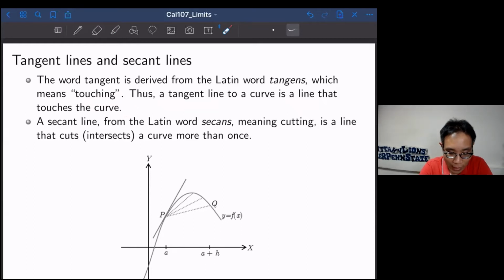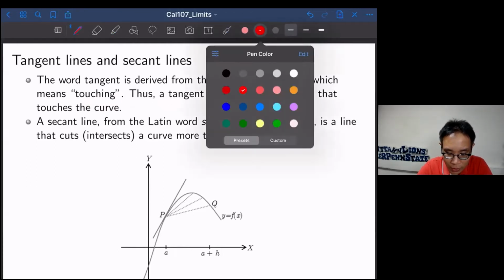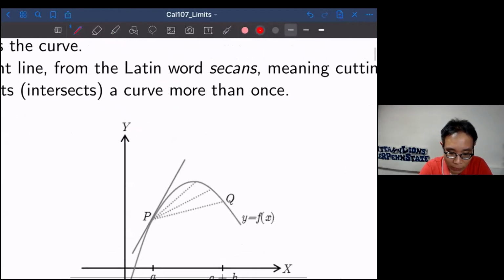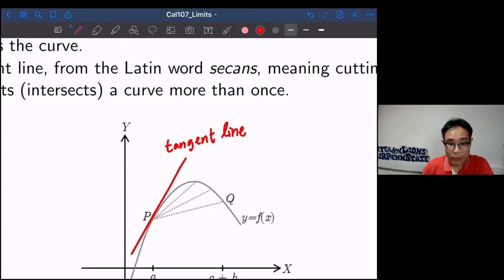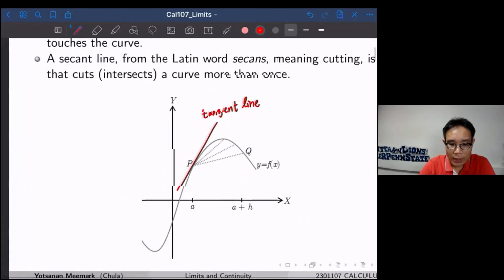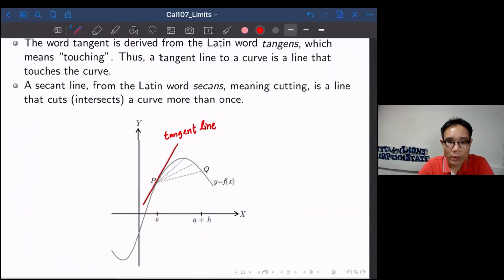So what does it look like? If you have the curve y equals f(x) below here, at the point P you are able to touch the point P with one line, like this. So this one will be the tangent line. It's the line that touches the curve only once.